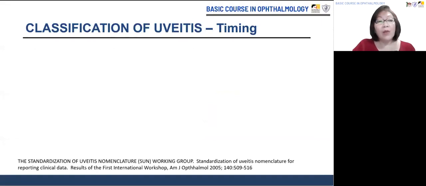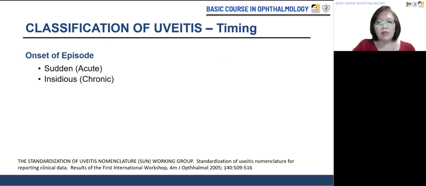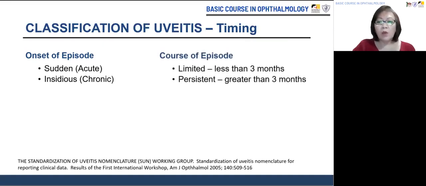When classifying uveitis, we also look at each episode and at the entire course of the episode. For each episode, onset may be sudden, as seen in acute cases, or insidious, which is commonly associated with chronic cases. We also look at how long the episode lasts. If less than 3 months, it is classified as limited. If the disease course extends beyond 3 months, it is labeled as persistent.